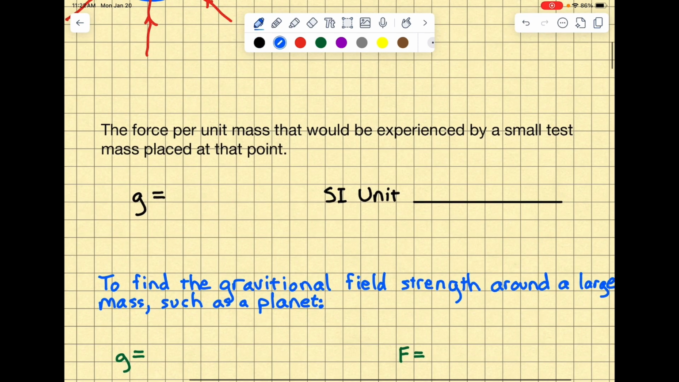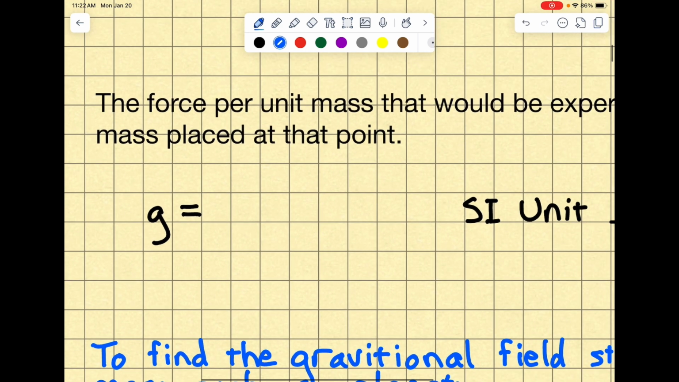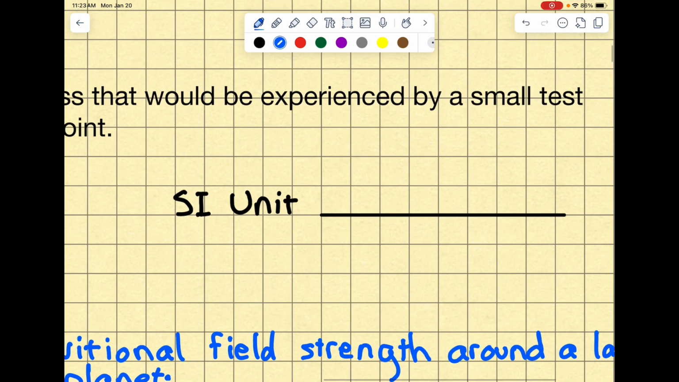Well, it's the force per unit mass that would be experienced by a small test mass placed at that point. We're already familiar with the variable. It's g. And g is equal to the force divided by the unit mass. So essentially, how much force 1 kilogram of mass would experience at that point in the gravitational field. The SI unit is newtons per kilogram.